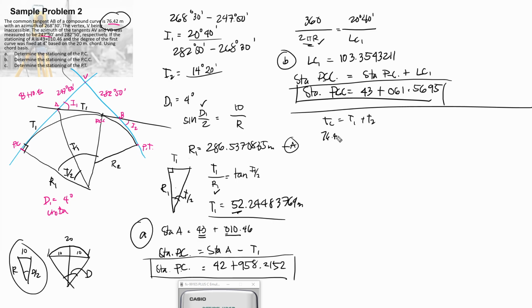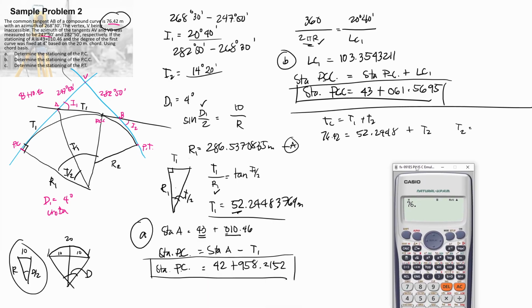Na 76.42. And then alam natin yung T1 kasi na-compute natin siya dito which is 52.2448. Malalaman natin si T2 or yung tangent nung kabilang circle. Makukuha natin siya as 76.42 minus 52.24483769, which is 24.1751621. Ngayon, next, paano natin siya mailalapit?